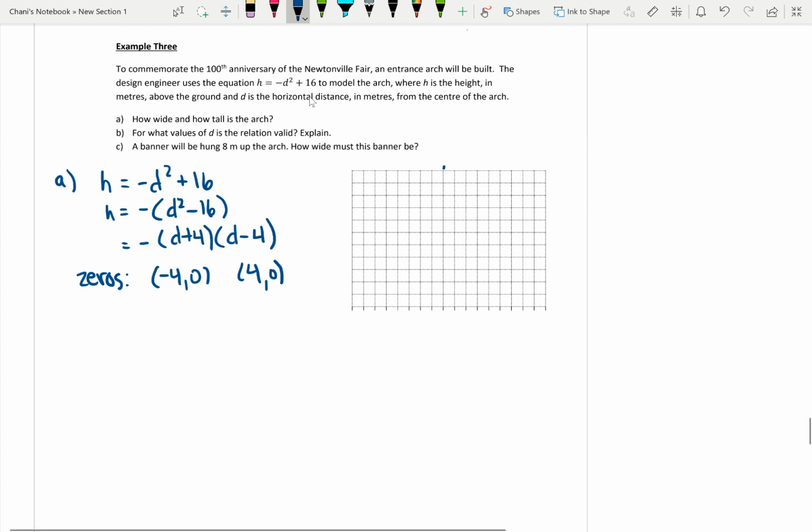So let's put our center right down. Oh my goodness, I was really thinking this would be straight and it's not. Let's put our x-axis. So this is our d-axis and our h-axis. So we know that our zeros are 4 and negative 4. Okay, so let's find our vertex.